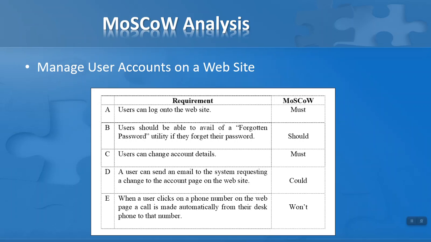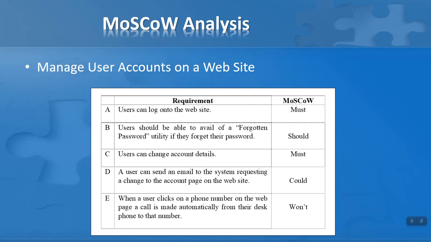Then we come to the final 2 requirements. Requirement D is that the user can send an email to the system requesting a change to the account page on the website. Now, obviously, when users are managing their websites, they may need to have changes made that they can't do themselves. And who do they contact and where do they go?